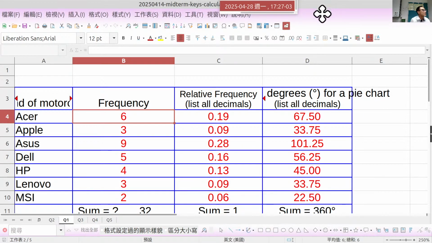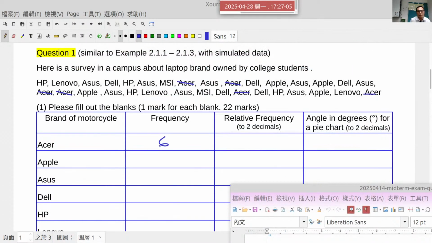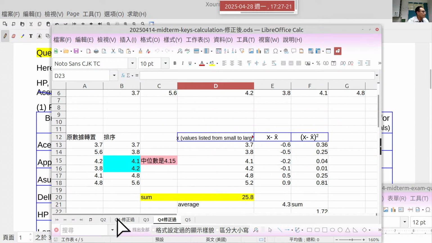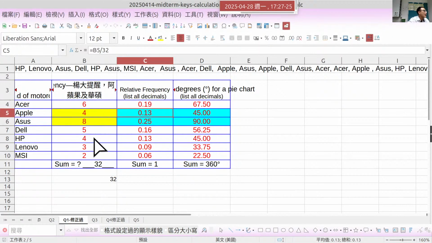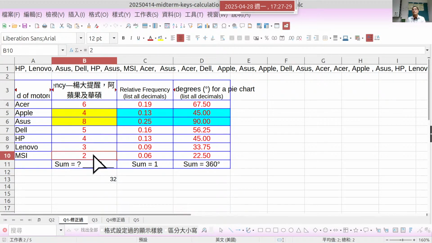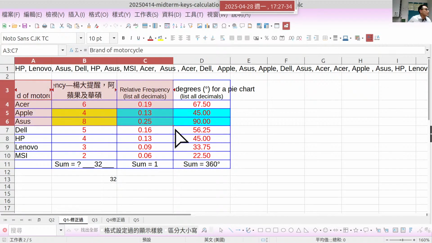Oh, sorry. This is the older file. Sorry. I have a new file. Yeah, here is the correct one. 6, 4, 8, 5, 4, 3, and 2. Okay, now you have the basic numbers over here. Okay, let me show you that.